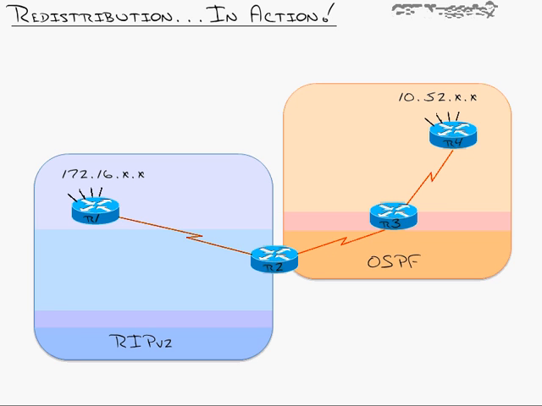You can see router 1's got a bunch of 172.16 network environments. Router 3 and 4 are just OSPF area 0. It's just a single area, a backbone. And you can see that we've got the 10.52.x.x network that's sitting on router 4. Both of those, the 52 and the 172.16, have a 24-bit mask on them. So they're just Class C environments.